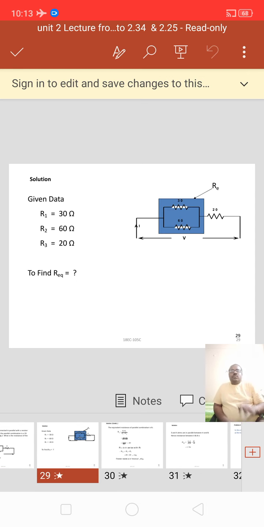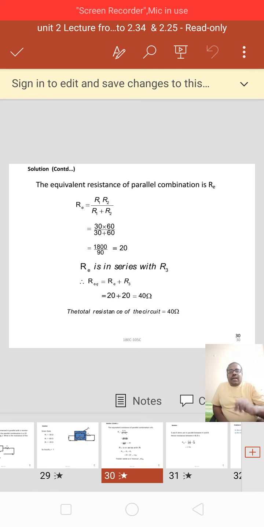Here given two resistors in parallel and one resistor in series. So first to find out the value of parallel resistance and combine that value with the series resistance, we get the value of the resistance. So given data, that is R1 equal to 30 ohms, R2 equal to 60 ohms, R3 equal to 20 ohms. Okay. To find the R equivalent, first to find out the R1 R2 parallel connection, that is 1 by R parallel equal to 1 by R1 plus 1 by R2, that equal to R parallel equal to R1 R2 by R1 plus R2, that equal to 20 ohms.